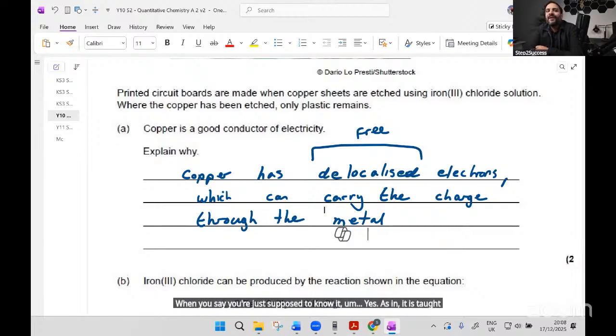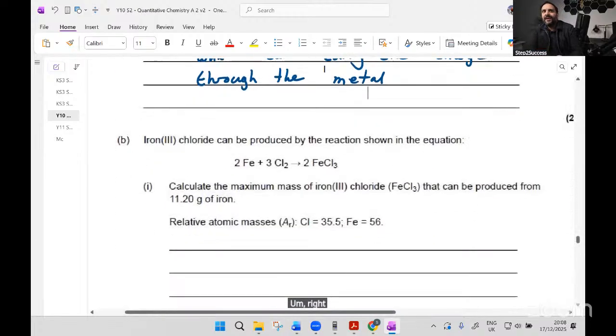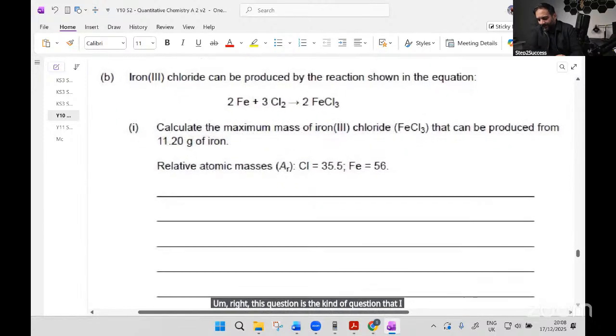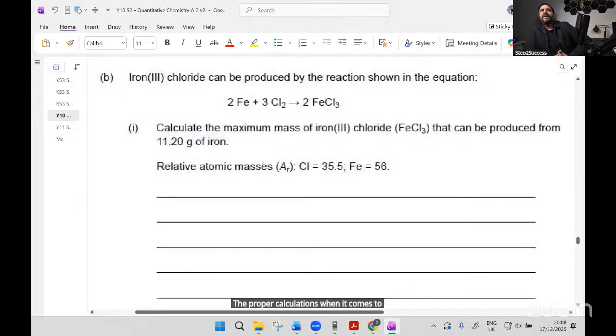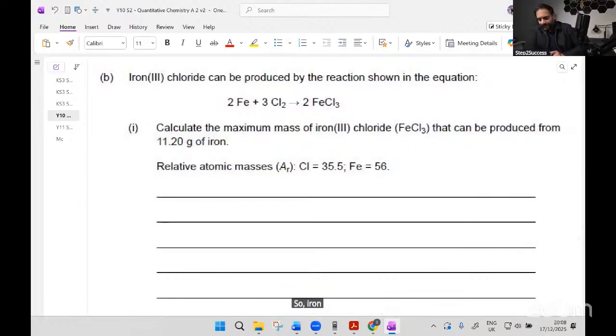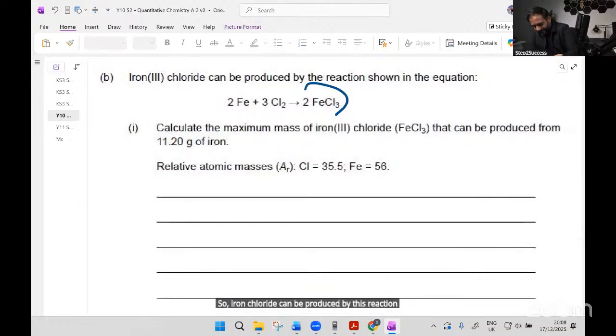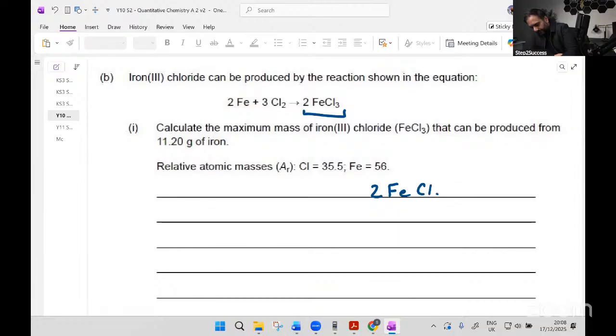Right, this question is the kind of question that I really want to focus on because it is the proper calculations when it comes to this stuff. So iron chloride can be produced by this reaction. There it is, iron chloride. Calculate the maximum mass of iron chloride that can be produced from 11.2 grams of iron.